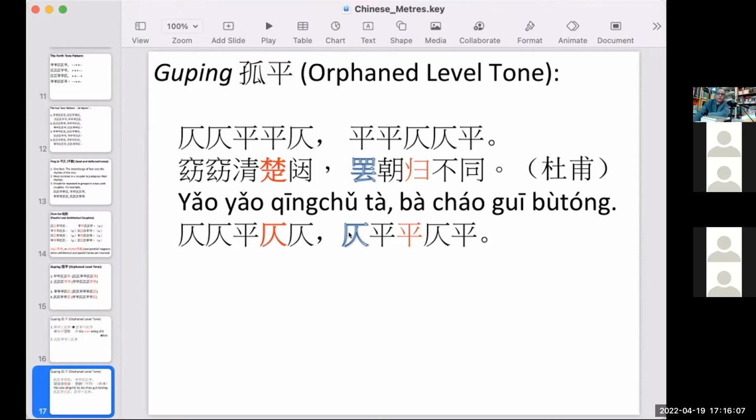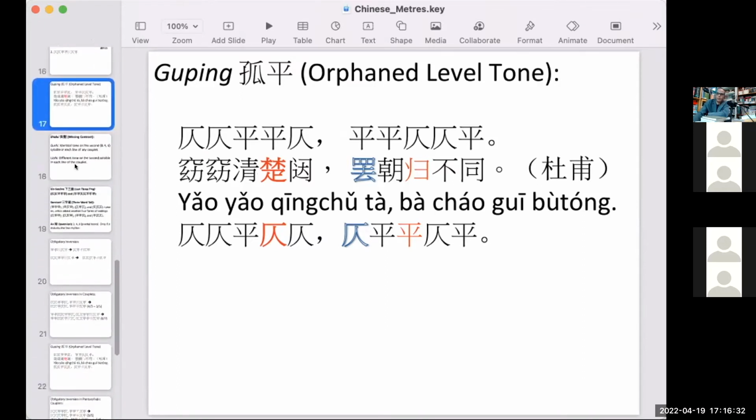That means change the ping into ts, and also change the ts into ping. Gui, gui is ping. So in the end, the line would be read like ts ts ping ts ts ts ping ping ts ping. Okay. So this is inversion and this is counter inversion, to strike a balance in the rhythm.